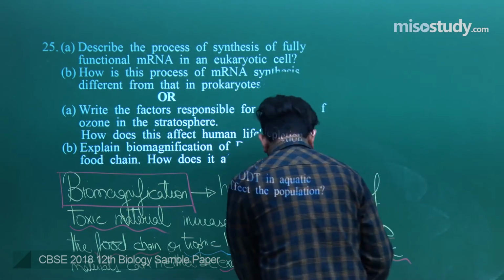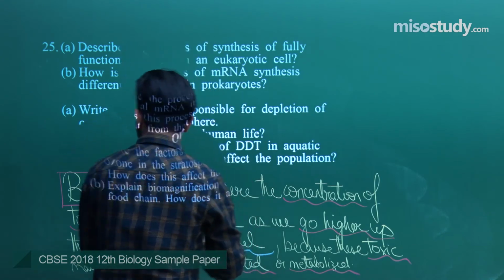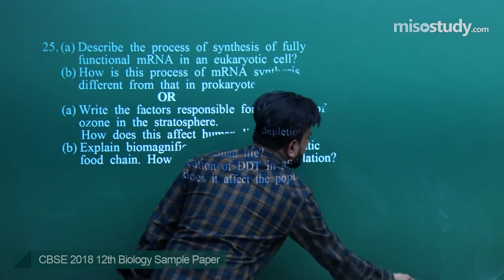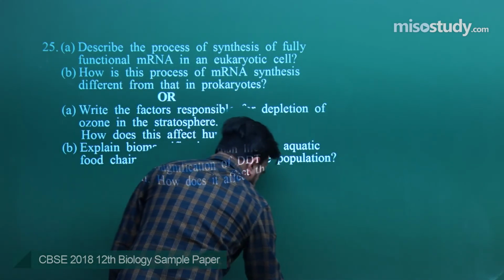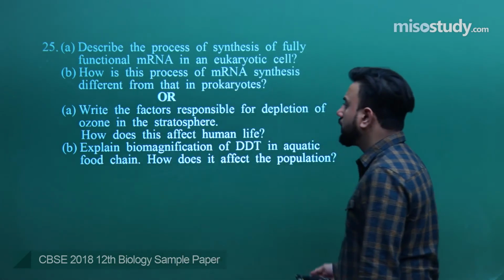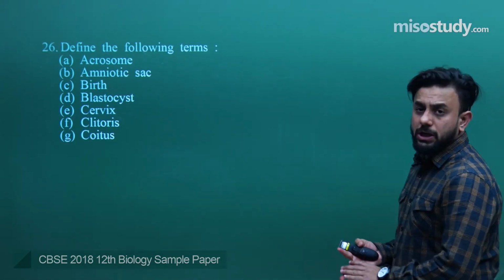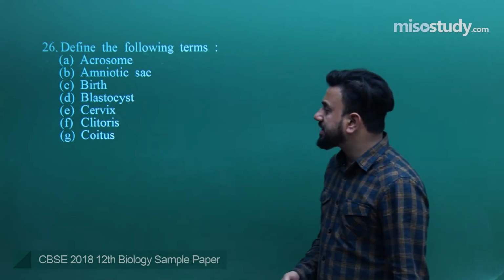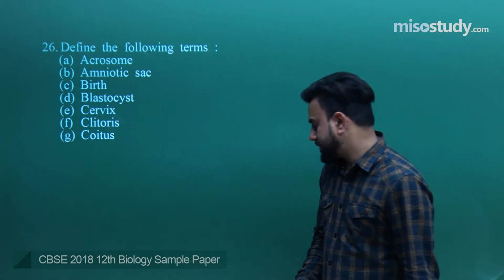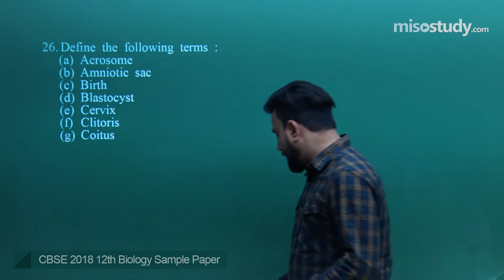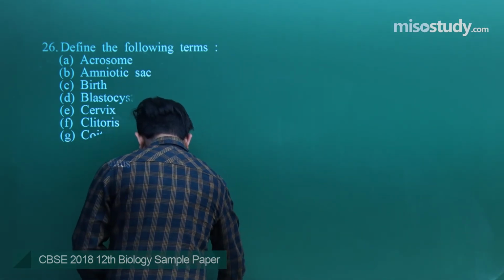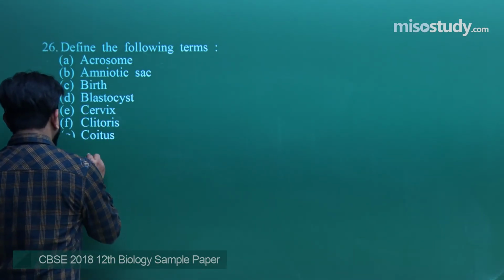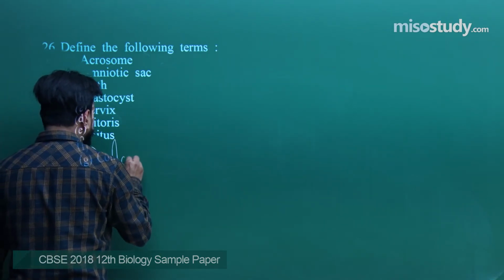Okay friends, I hope you have noted down, and now we will continue to the next question, which is probably the last part of the section. Define the following terms: acrosome, amniotic sac, birth, blastocyst, cervix, clitoris, and coitus. Let us do them one by one, not in too much detail, only one or two lines about each. The first one is the acrosome.